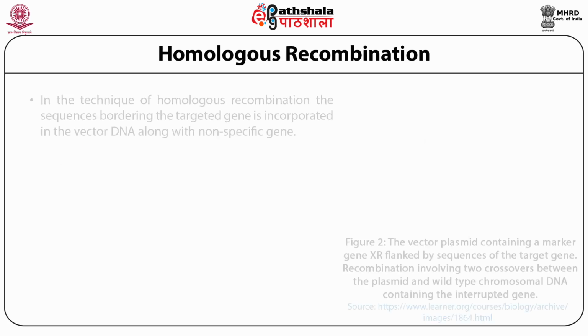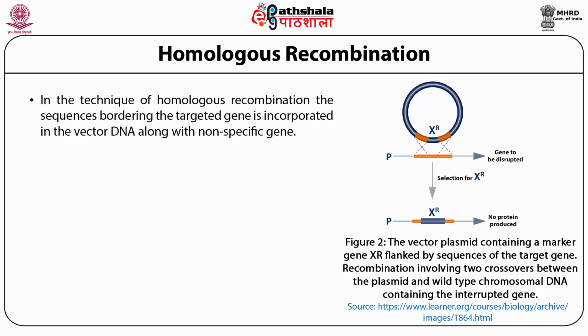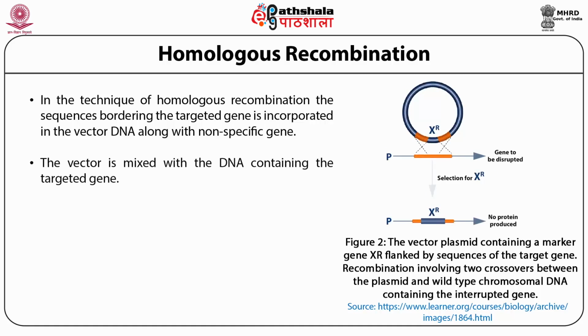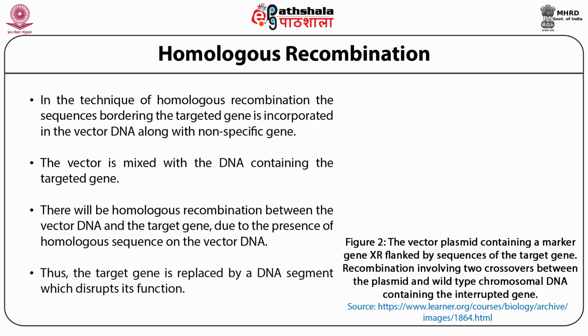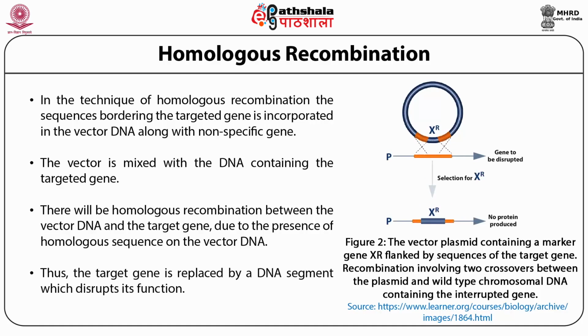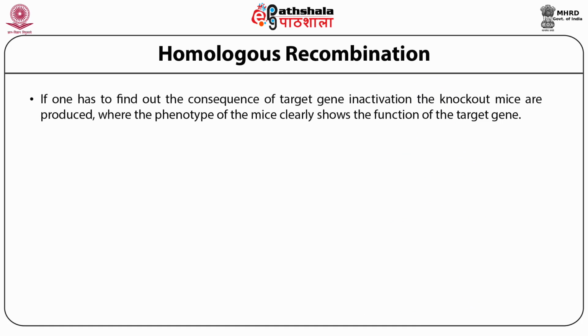Homologous recombination. In the technique of homologous recombination, the sequences bordering the target gene are incorporated in the vector DNA along with a non-specific gene. The vector is mixed with the DNA containing the targeted gene. There will be a homologous recombination between the vector DNA and the target gene due to the presence of homologous sequence in the vector DNA. Thus, the target gene is replaced by a DNA segment which disrupts its function. If one has to find out the consequence of target gene inactivation, knockout mice are produced, where the phenotype of the mice clearly shows the function of the targeted gene.